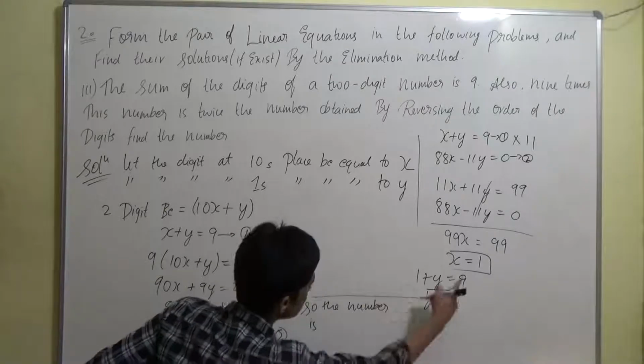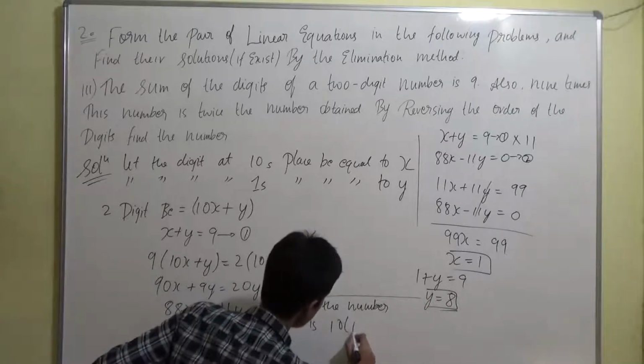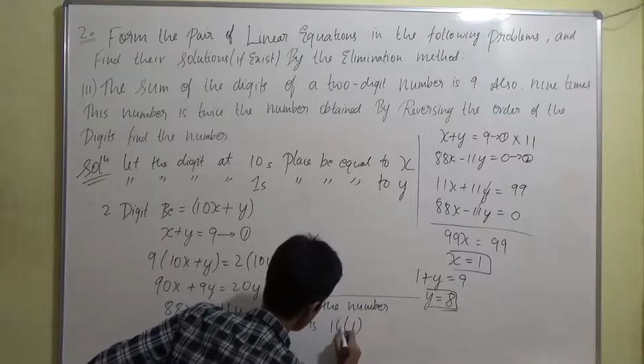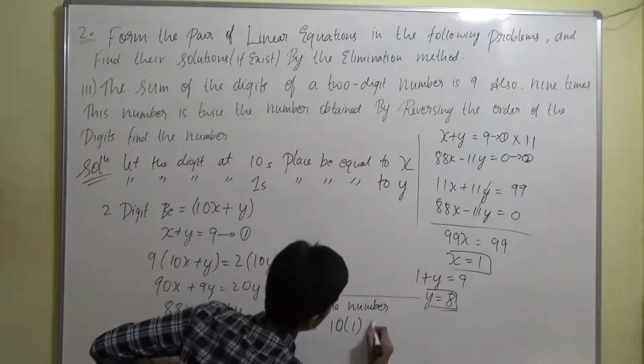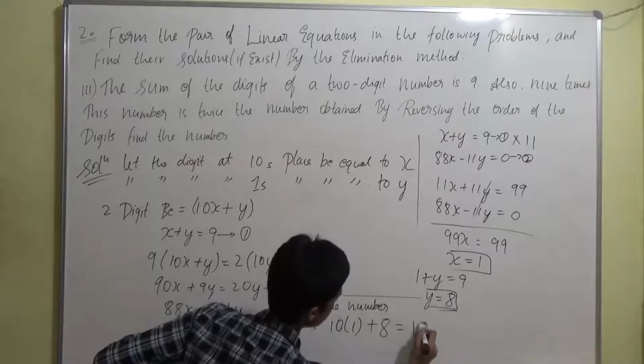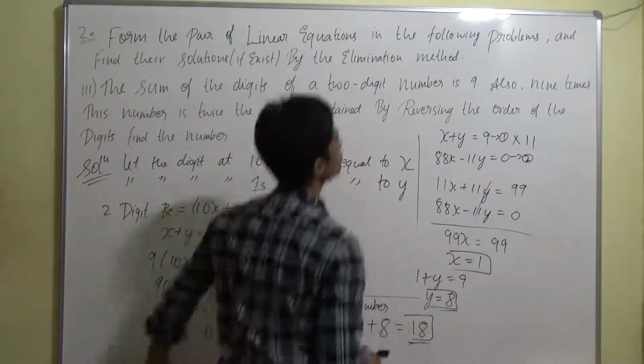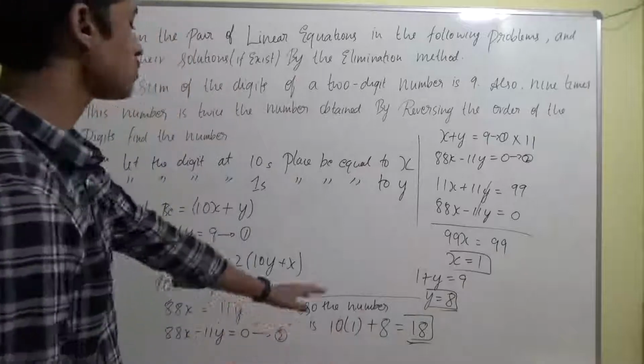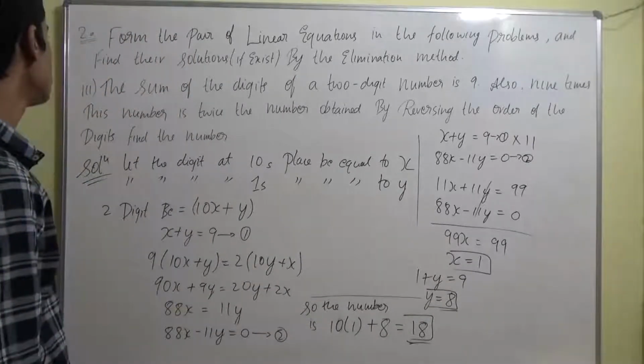10 into x. 10 into x place is 1, right? So 10 into x plus 8, which means equal to 10 plus 8 is 18. So the number is 18. Finally you will write, so the number is 18. That's it. Found the number.